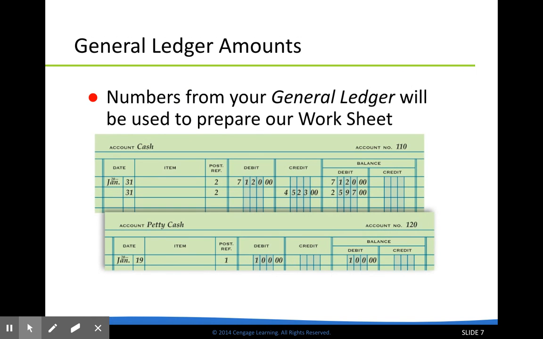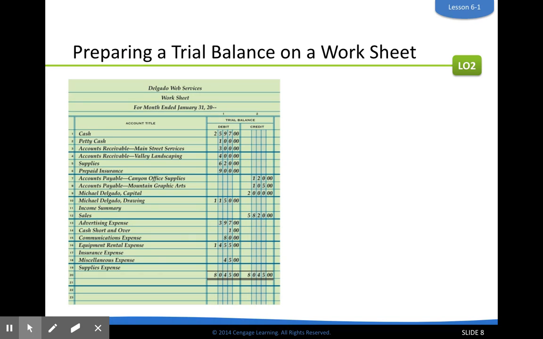So all the numbers that we're going to use come from the general ledger, which in chapter 4, we prepared this general ledger by posting. So we're going to go through 6 steps in order to prepare the trial balance sheet on a worksheet. So using these numbers from the general ledger, we will prepare this trial balance. So notice it's a lot of columns and a lot of lines, but all we're doing is transferring amounts from the general ledger, all of those account forms, into this worksheet.